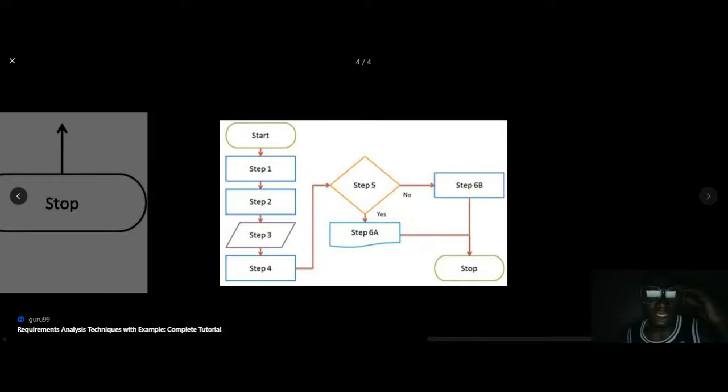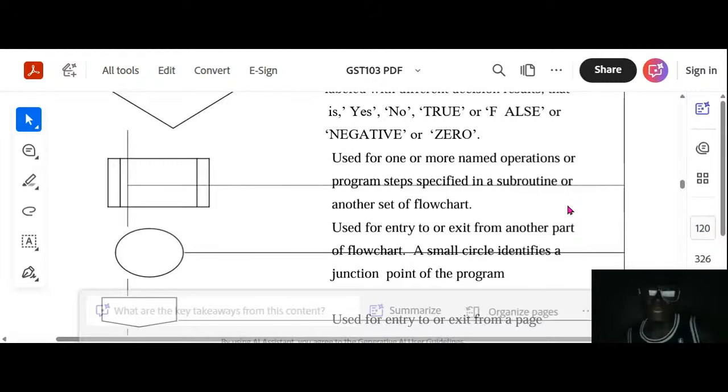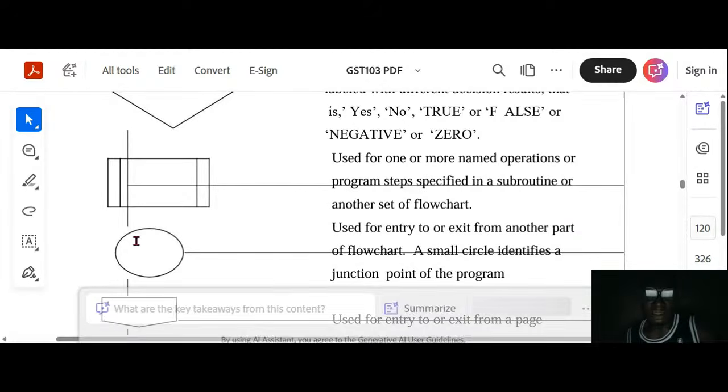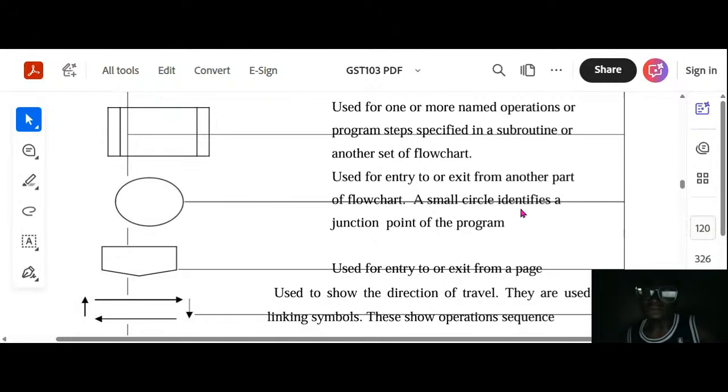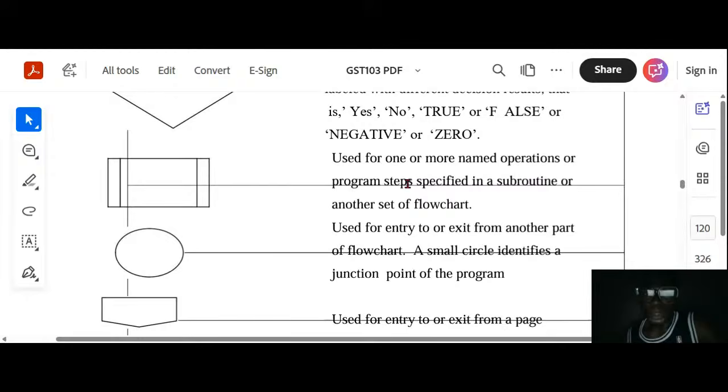We have done justice, and there are other symbols that we have here, which my diagram there is not capturing. So let me share your material. Let's quickly look at two of them. The one that looks like a circle is used to identify the junction point of the program. Junction point of the program.